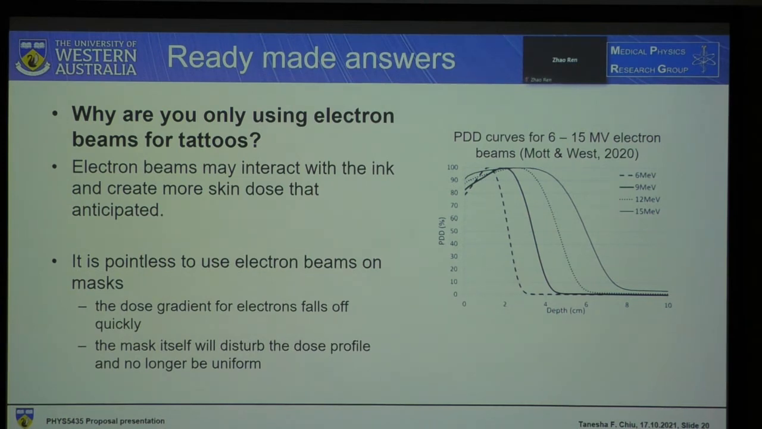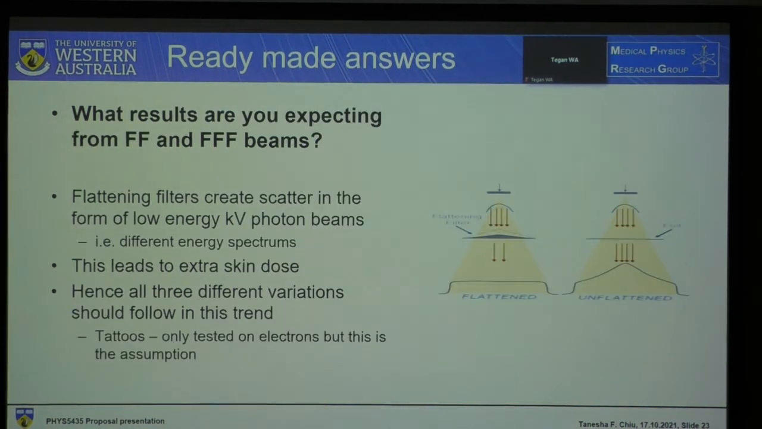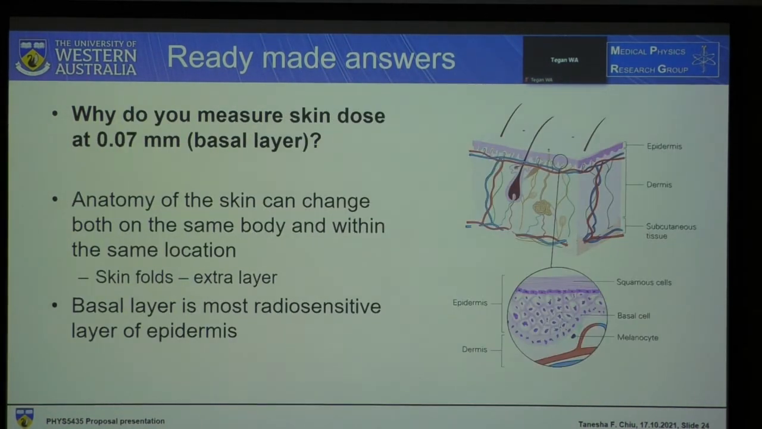Keaton? I had a question. I think towards the start you mentioned that skin dose was measured around 0.07 mils beneath the surface. Is there any particular reason behind that? Good question. So here I have once again prepared something earlier. Why do you measure skin dose at 0.07 millimeters, aka the basal layer?